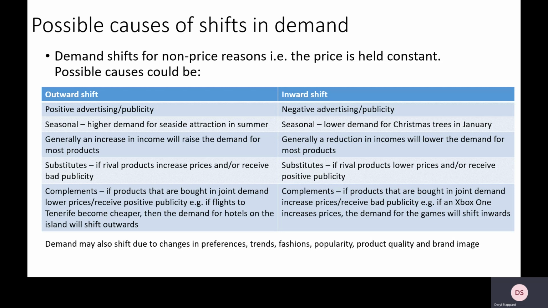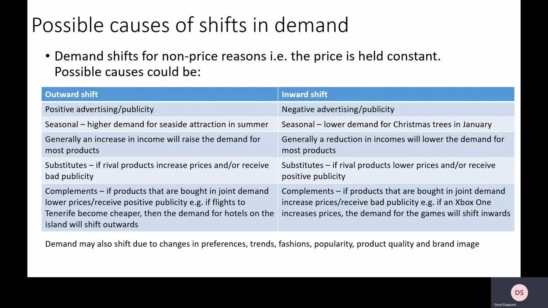Now, it could be complements as well. Complements are what we call things that we buy in joint demand. So, for example, when you go to the cinema, you might buy popcorn. Those products go together, if you like. Now, for a lot of people, it could be that a Nando's meal is a complement for going to the cinema.